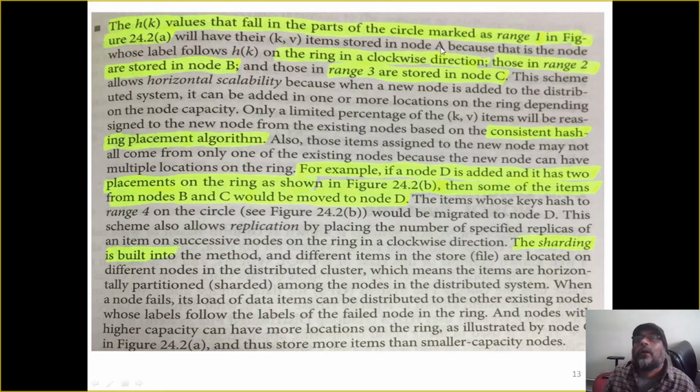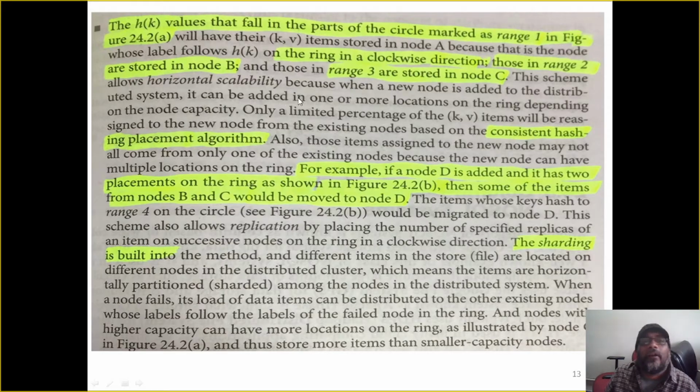Okay, because that is the node whose label follows HK on the ring in the clockwise direction. Those in range 2 are stored in node B, and those in range 3 are stored in node C. Okay, so range 1 keys, range 2 keys and range 3 keys are stored at nodes A, B and C.